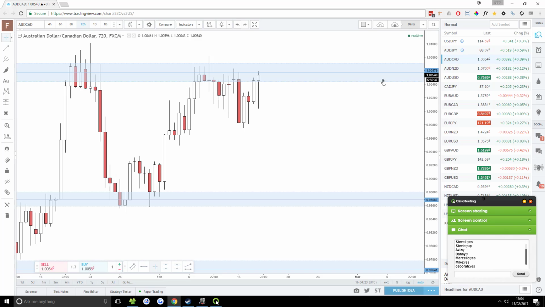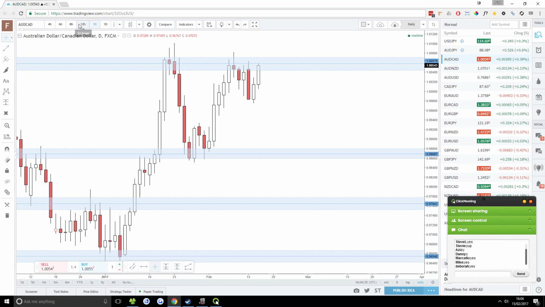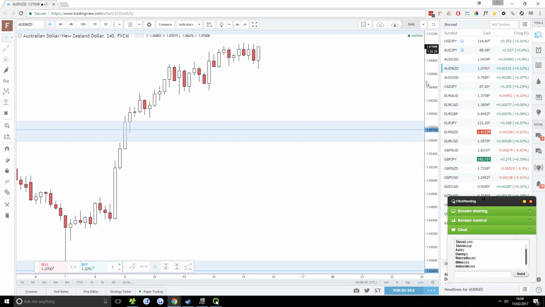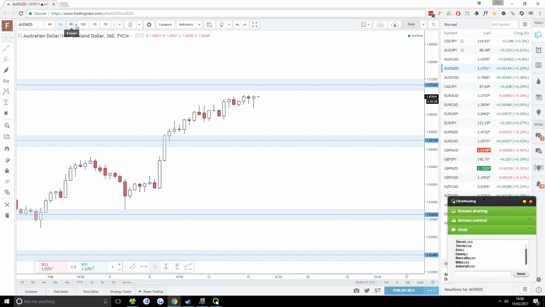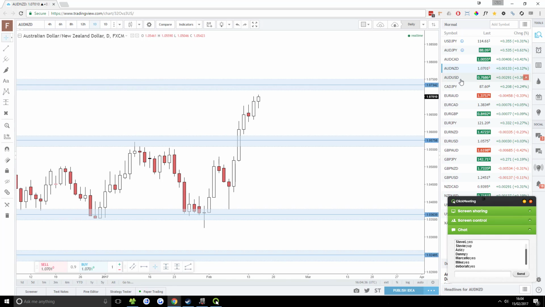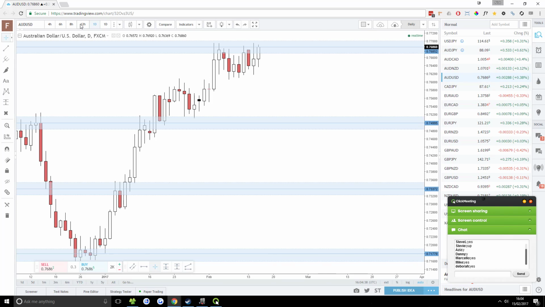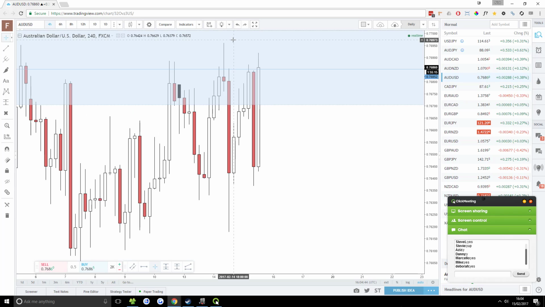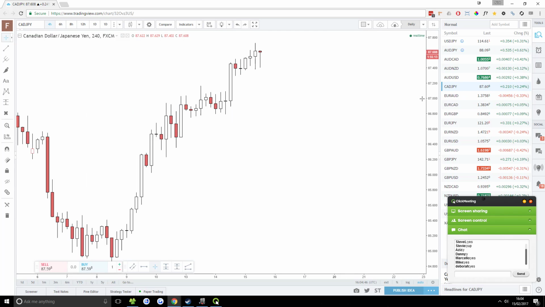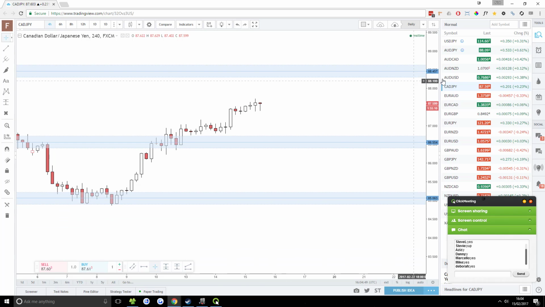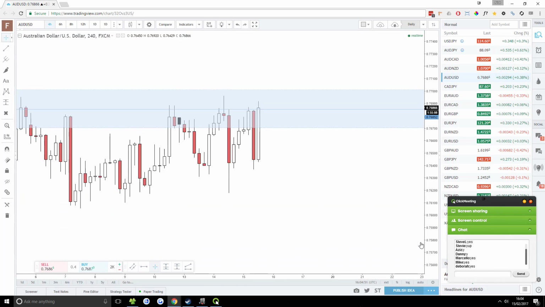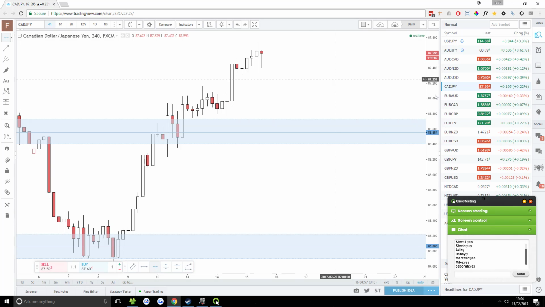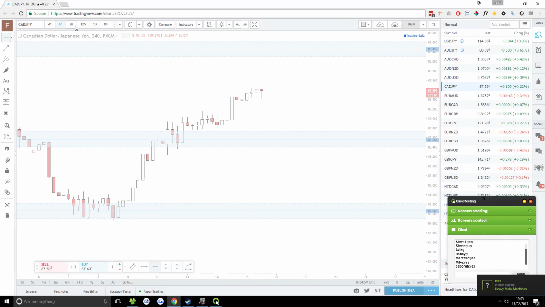Okay, let's see what's happening with AUD CAD. Nothing much really. AUD New Zealand is in between two support resistance areas, so we're not really going to see anything here. AUD USD is bouncing from resistance. Nothing much. There's nothing tradable there, not right now anyway. Maybe on the 4 hour. CAD JPY is in between two support resistance areas.